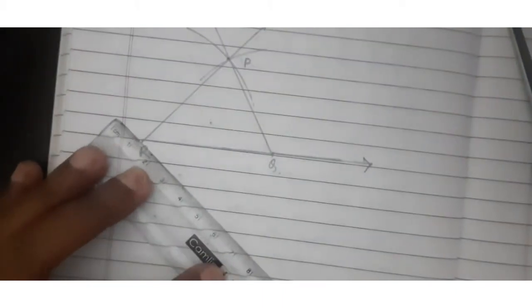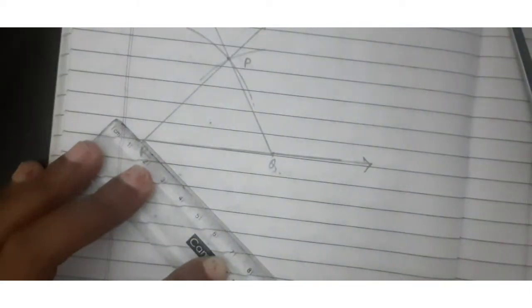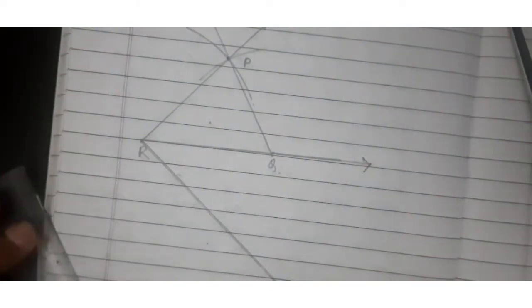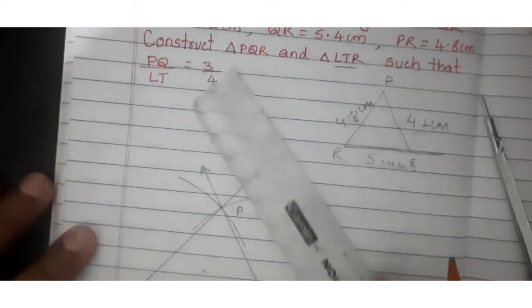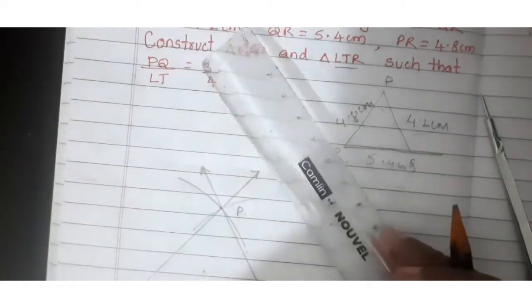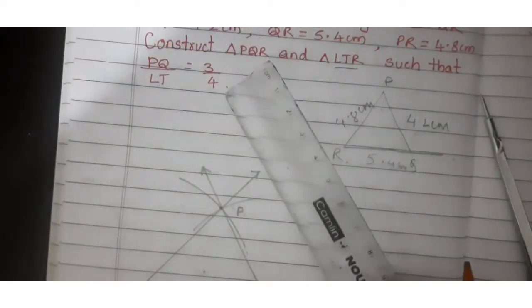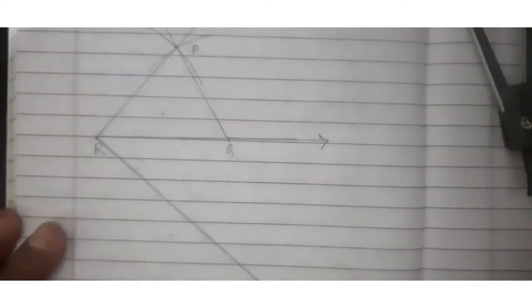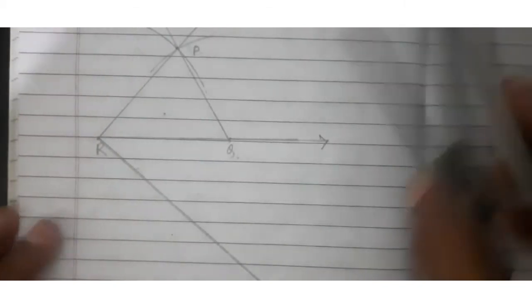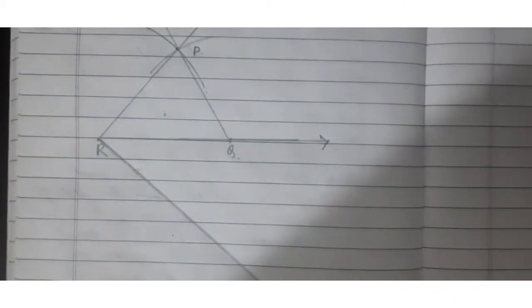Now what do we want? We want LTR to be drawn. So R is the common vertex between the two triangles. So I'll be drawing an acute angle from the point R of any measure. Okay, and in what ratio the two sides are divided, PQ upon LT, it is 3 upon 4. So 4 is the biggest number over here. So you have to divide it into 4 equal parts, right?